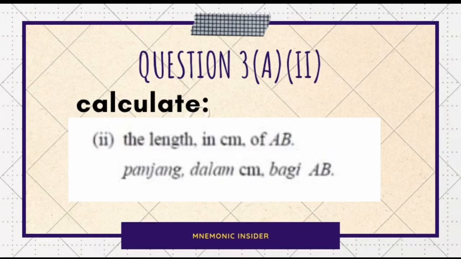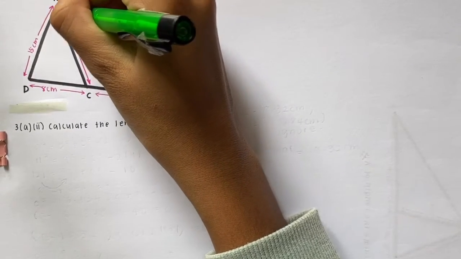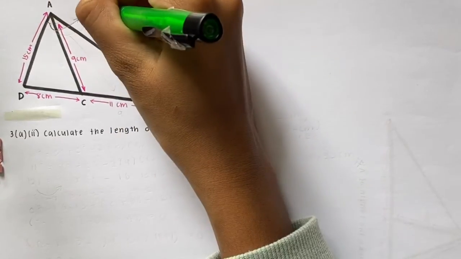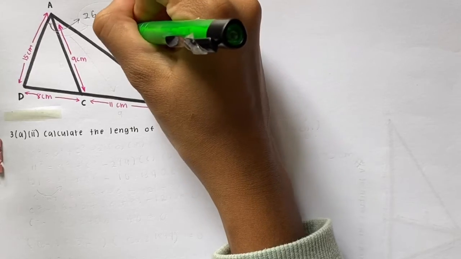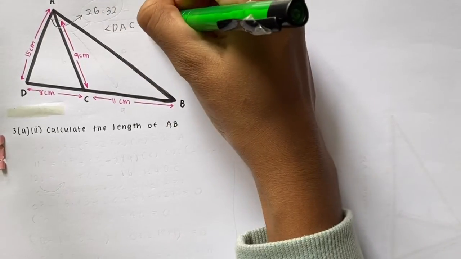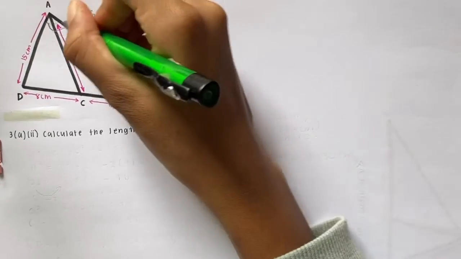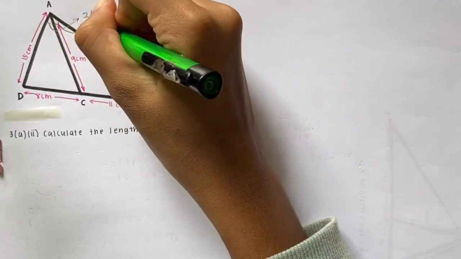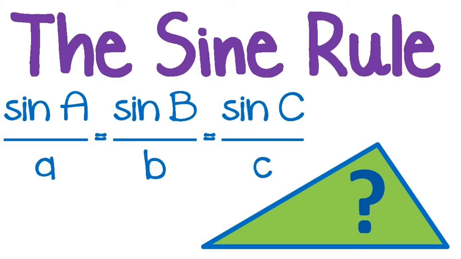Next question, calculate the length in centimeter of AB. From the previous question, we found that the angle of CAB is 26.32. The question stated that the angle of DAC is equal to the angle of CAB. So, the angle of CAB is 26.32 as well. For this question, we use sine rule formula.